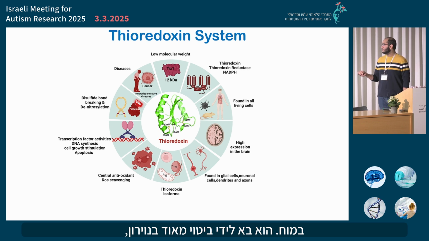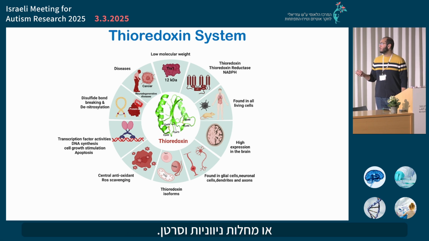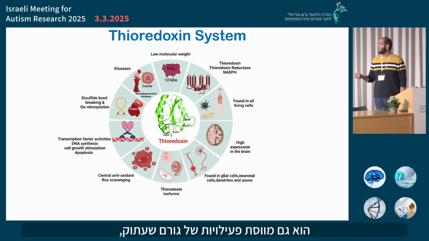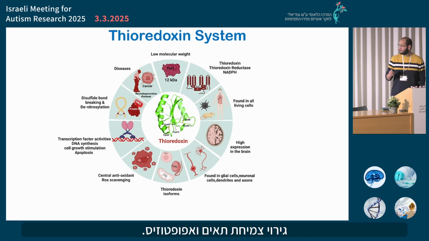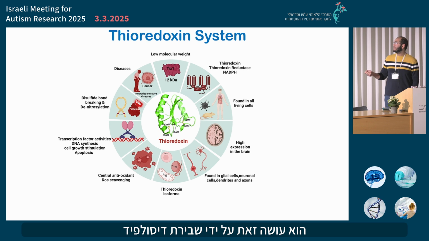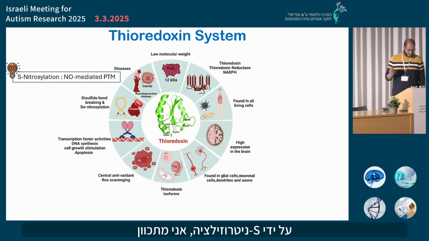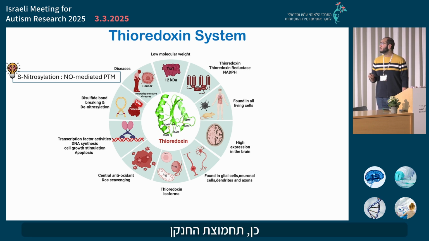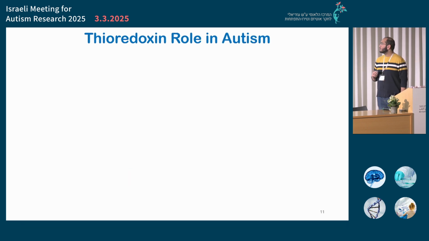It's highly expressed in neurons, in the axons and in the dendrites, and it's involved in several neurological or neurodegenerative diseases and cancer. Beyond its function as an antioxidant, it also regulates transcription factor activities, DNA synthesis, cell growth stimulation, and apoptosis. It does this by disulfide breaking and denitrosylation of S-nitrosylated proteins. By S-nitrosylation, I mean the nitric oxide mediated post-translational modification.